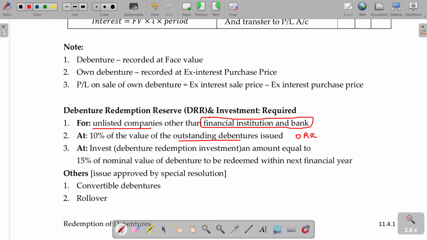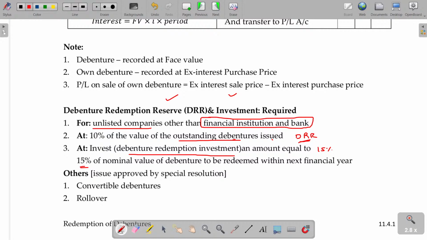Apart from that, you have to invest at the rate of 15% over this. 15% will be invested, debenture redemption investment. There you learned capital redemption reserve. Here we are going to use the term DRR, debenture redemption reserve. You have to create the DRR and investment: 10% of the value of the outstanding debentures issued.